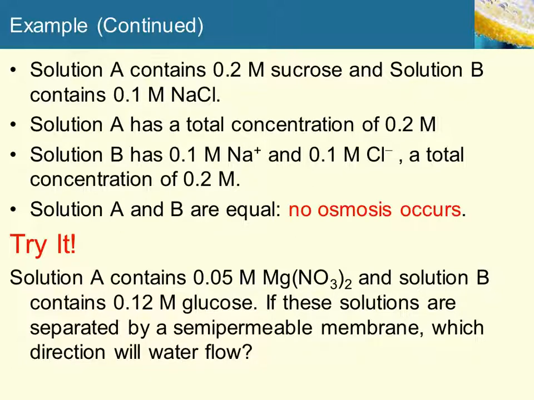So now you try it. If solution A contains 0.05 molar Mg(NO3)2 and solution B contains 0.12 molar glucose, and these solutions are separated by a semi-permeable membrane, which direction will the water flow? Well, you need to figure out the molarity in solution A by looking at what the Mg(NO3)2 dissociates into. So take a moment and try to figure that out and then check your work.